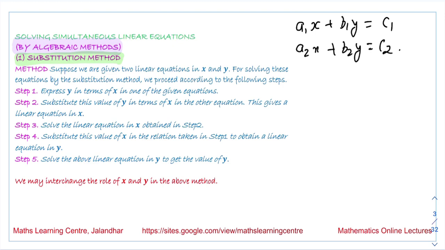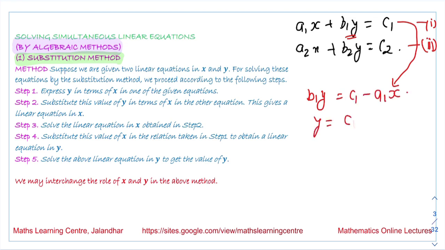We express y in terms of x from one equation. Suppose this is equation number 1, this is equation number 2. We express this y in terms of x. So from this equation we get b1y is equal to c1 minus a1x. So we get y is equal to (c1 minus a1x) over b1, where b1 is not equal to 0 because it is an equation in two variables x and y.